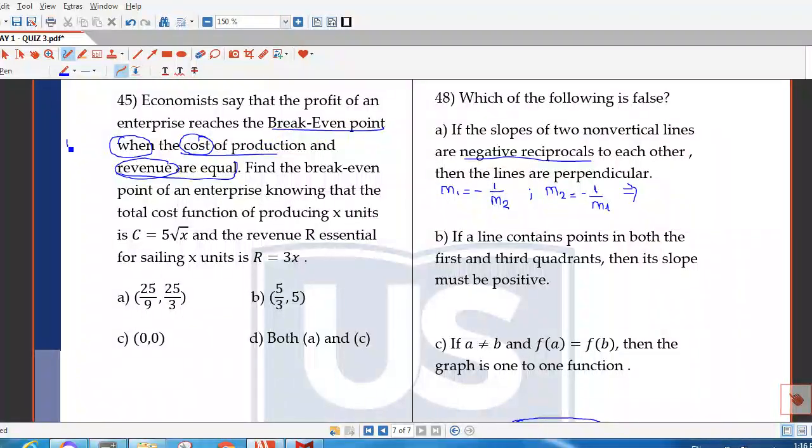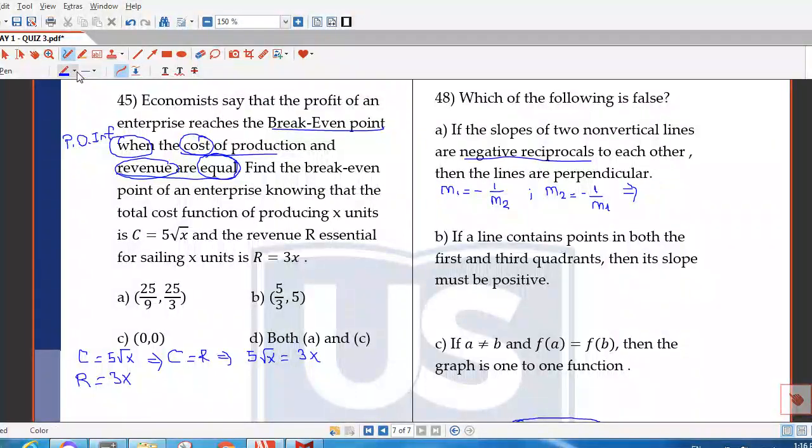It is a kind of finding points of intersection, since two functions are given and we are in the case of which they are equal to each other. One of the functions is the cost function, 5 root of x. The other function is the revenue function, which is 3x. And the break-even point is the case when they are equal to each other. If we equalize them, 5 root of x is equal to 3x.